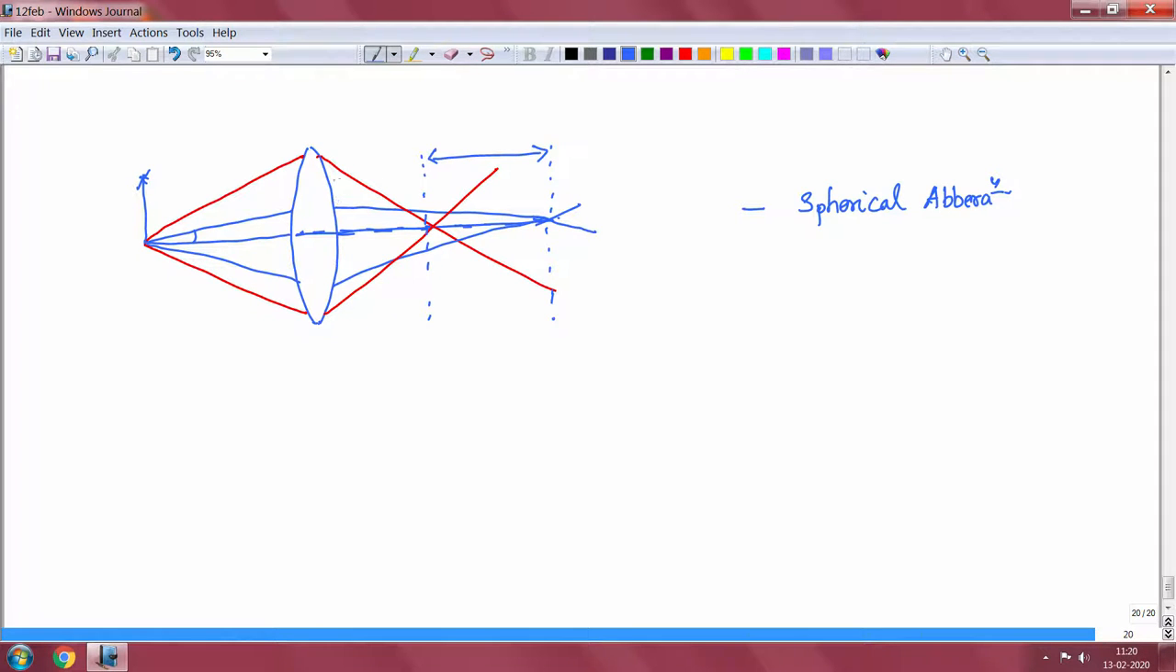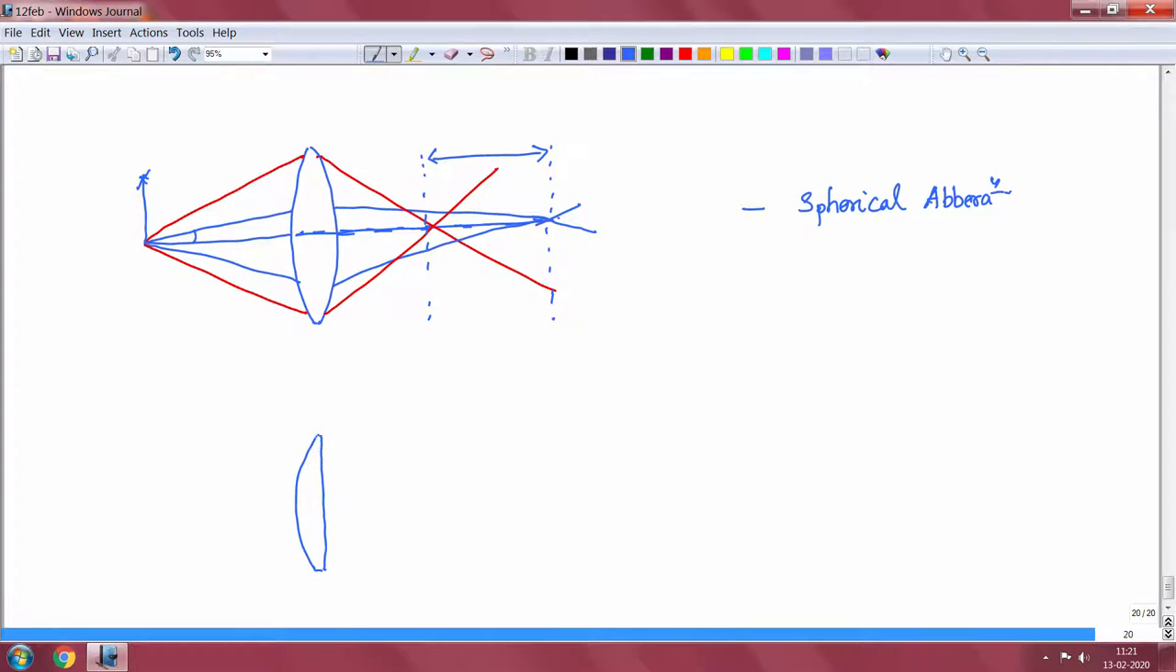One way is the peripheral rays being more refracted than the axial rays, and naturally the biconvex lens is more prone to such kind of aberrations. One way to actually avoid that is to employ a combination of a biconvex and a plano concave. Here, it's really important to have a plano concave or a plano convex lens itself.